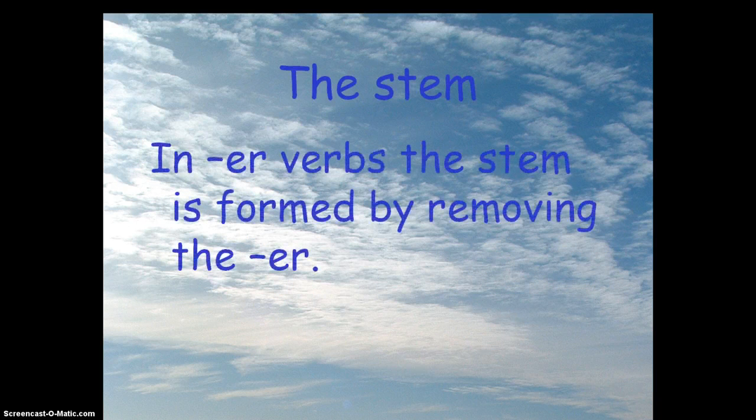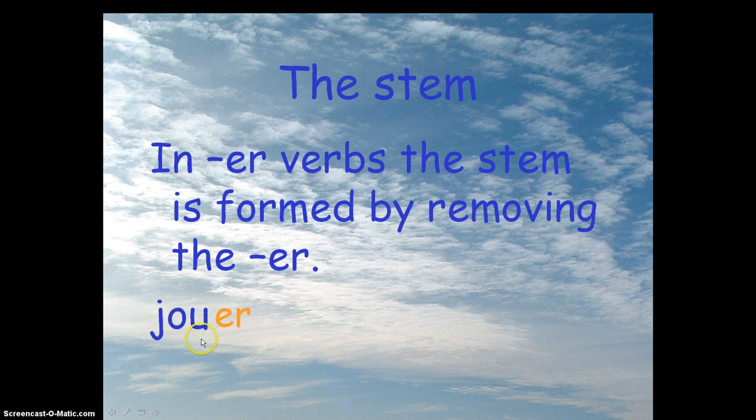All right, so we need to find the stem. In er verbs, the stem is formed by removing the er. I gave you an example this morning in class. Basically, jouer: you notice here the stem of jouer is joue. The er here is specific to the er verb, and we notice here we will drop the er when we start conjugating.